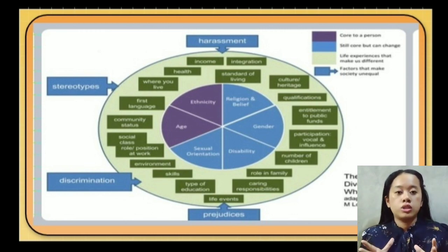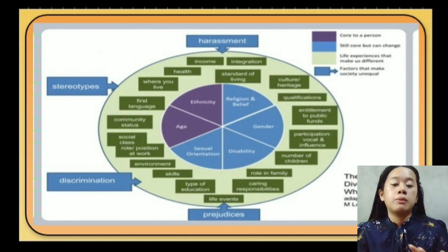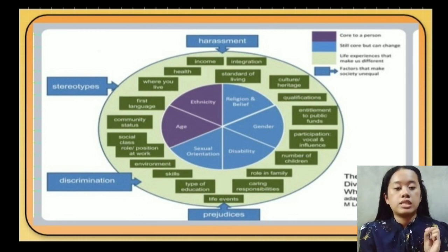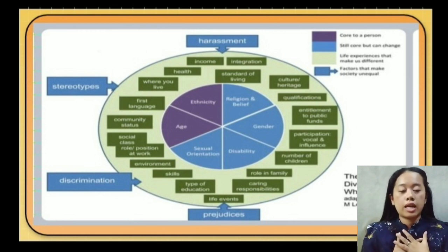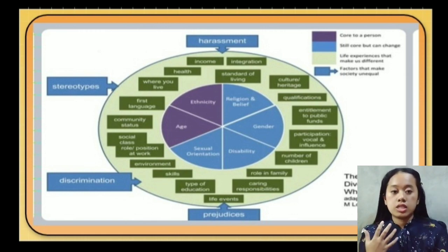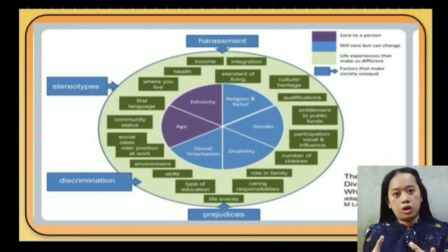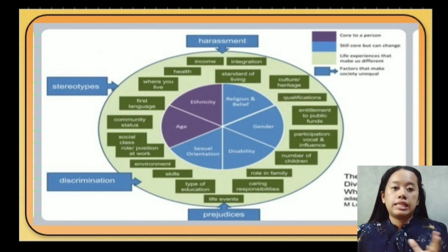Next, let's move on now to the color blue, which is still a core, but remember it can change. First we have the religious beliefs. Like me, I was born Catholic, but now it has changed because I am now a member of Iglesia ni Cristo. So kung noon nagse-celebrate or naniniwala kami sa Pasko, but now hindi na.